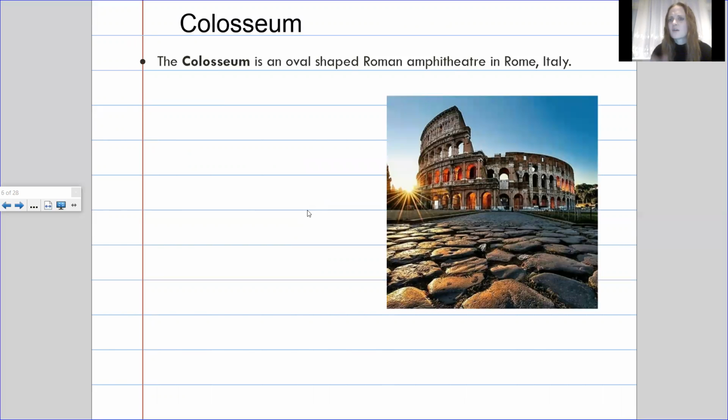So Colosseum. Now, if you look at this picture, the Colosseum is something that you can still visit today. It is in Rome, Italy, and it is an oval-shaped Roman amphitheater. And an amphitheater is an outside theater. And at a theater, you can go and see plays, you can watch things. So this was an outdoor theater that put on plays, but mostly also you could go and see gladiators fighting, because in the olden days, that was something that people went and did. So that was done at the Colosseum, and that can still be found in Rome, Italy.